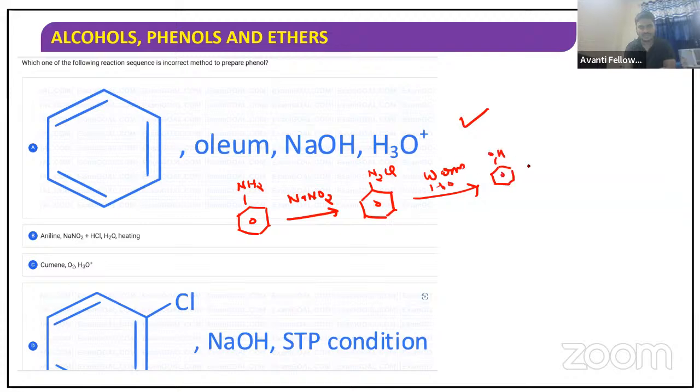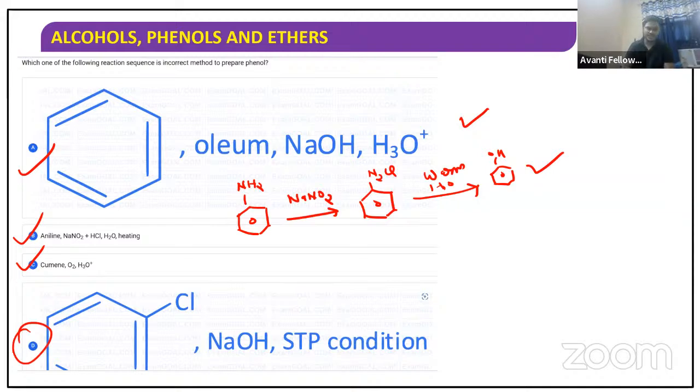So in this method also we are getting phenol. So this is not incorrect. By cumene, we also know that we can prepare phenol. This is a very important and very famous method for the preparation of phenol from cumene, isopropyl benzene. So the only option by which we cannot prepare phenol is D.